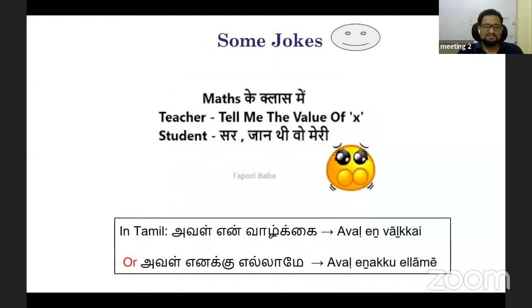Another joke is that at the end of the day, when the maths teacher is teaching in the class, the teacher is saying to the student, tell me, what is the value of x? The student will say, sir, janti wo meri. In Hindi, this is; I have put it in Tamil because some of you can enjoy this. I am unable to pronounce it, I am very sorry. So he says that the value of x is aval enakku illome, right? With this joke, I would like to end my talk.